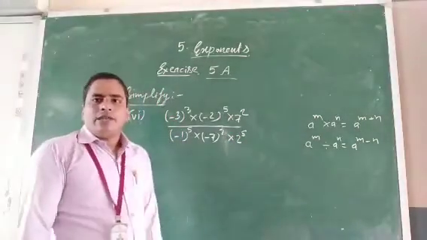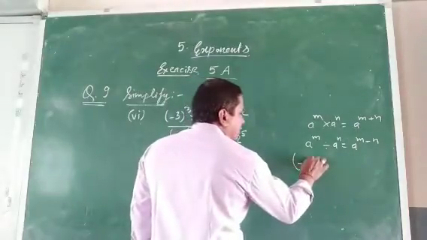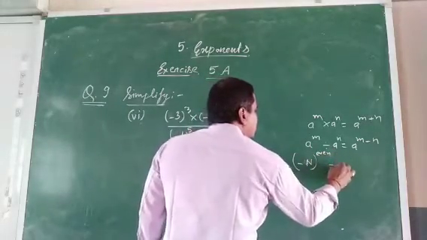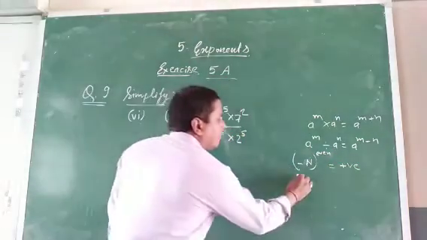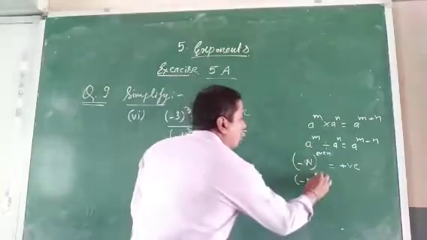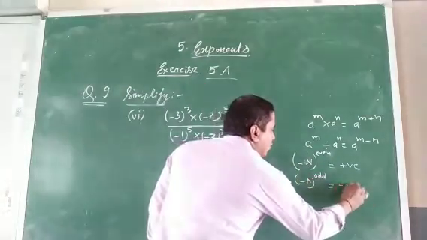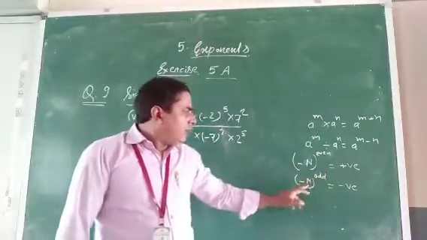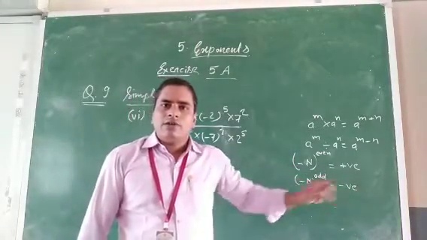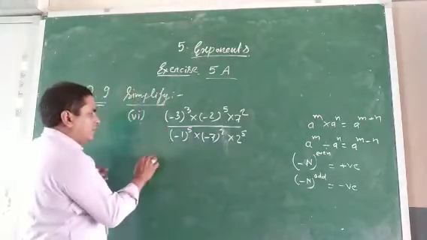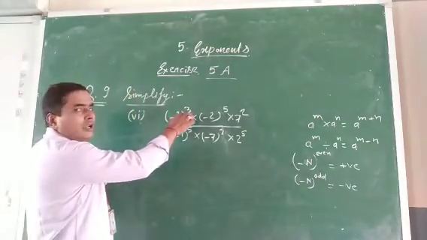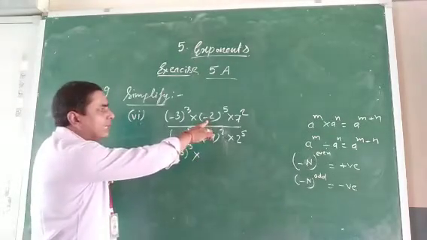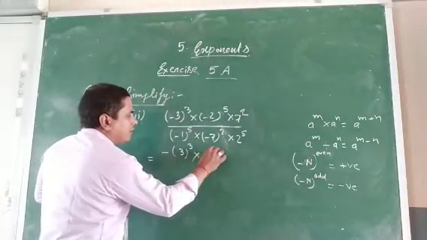Okay, so first here apply what? If any negative number has an even power, its value is always positive, and if any negative number has an odd power, its value is always negative. अगर किसी नेगेटिव नंबर पे पावर इवन है तो उसकी वैल्यू ऑलवेज पॉजिटिव होगी, अगर पावर ऑड है तो उसकी वैल्यू हमेशा नेगेटिव होगी. So use this concept. Here negative number, power odd, so its value is negative. Negative number, power odd, so its value is negative again.